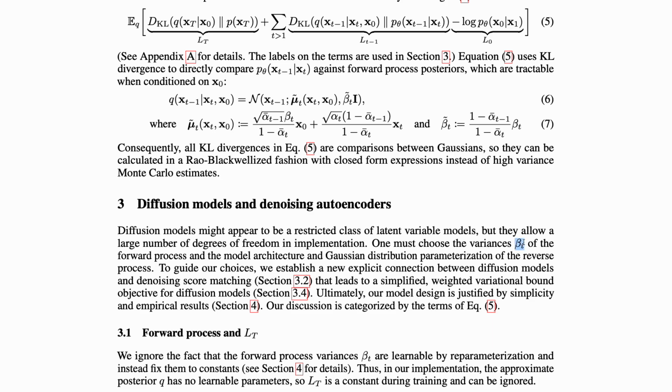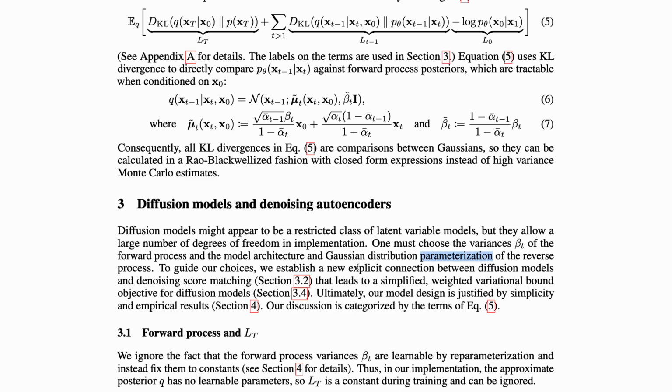And what is beta t? That is again something I have been trying to understand. And the model architecture and the Gaussian distribution parameterization. Yeah, model architecture obviously also matters along with the parameterization.